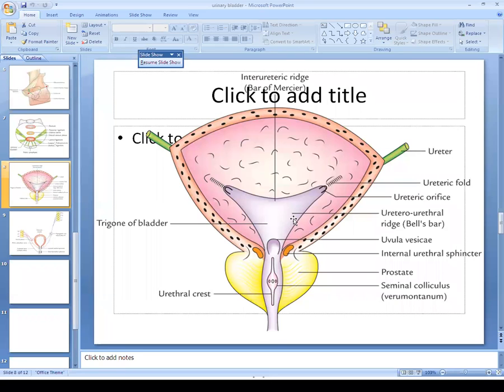Okay, so any questions? No, ma'am. Okay, so you can read this topic, and if you have questions you can ask me in the next lecture. And when you come to college we will see this organ in your dissection. Okay, so that's all for you.